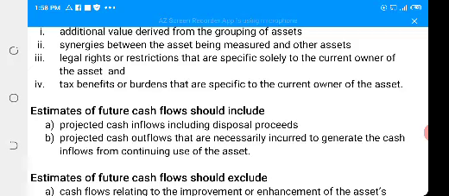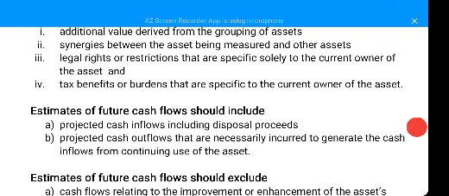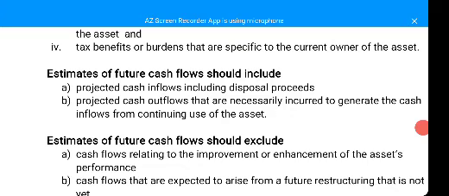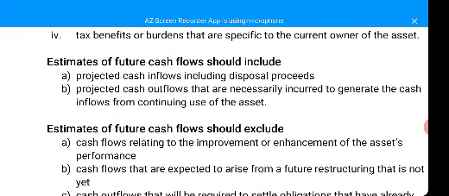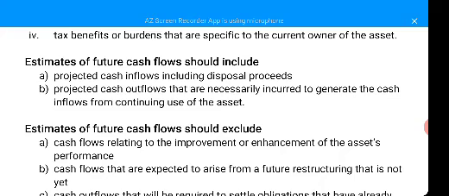Estimates of future cash flows should include the following. Now, we want to estimate the future cash flows. How do you estimate future cash flows? These are things you should take into consideration in order to arrive at the future cash flows: projected cash inflows, including disposal proceeds, and projected cash outflows that are necessarily incurred to generate the cash inflows from continued use of the asset.